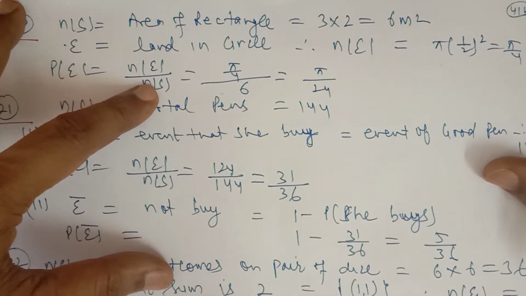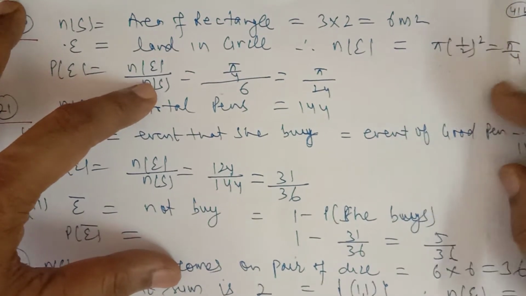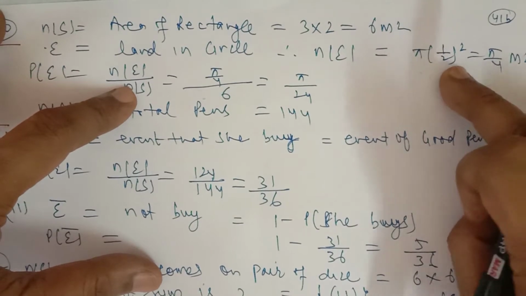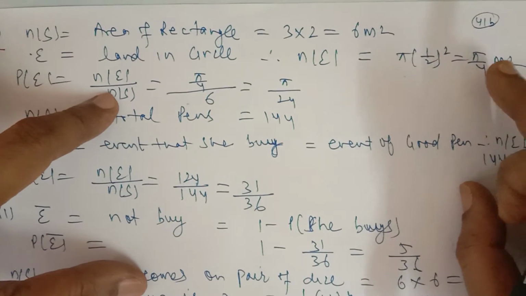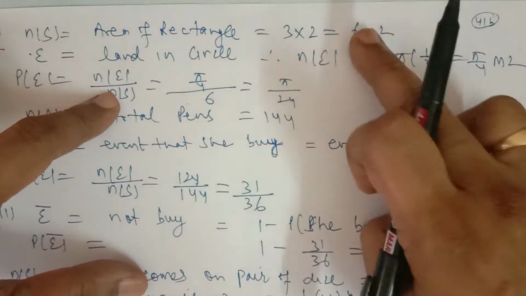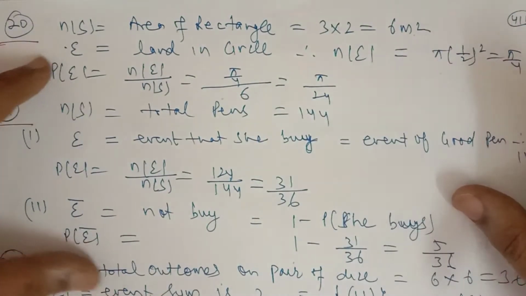That means you have to find the area of the circle, that is pi r square. Pi r square, r here is half, so pi upon 4. Now the probability will be n(E) upon n(S), that is pi upon 4 upon 6, which is pi upon 24.